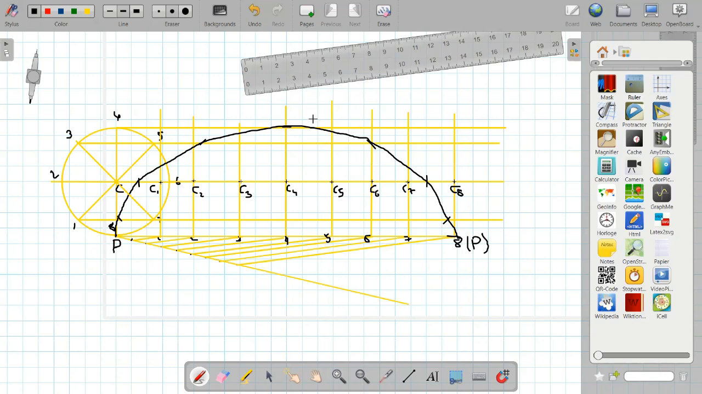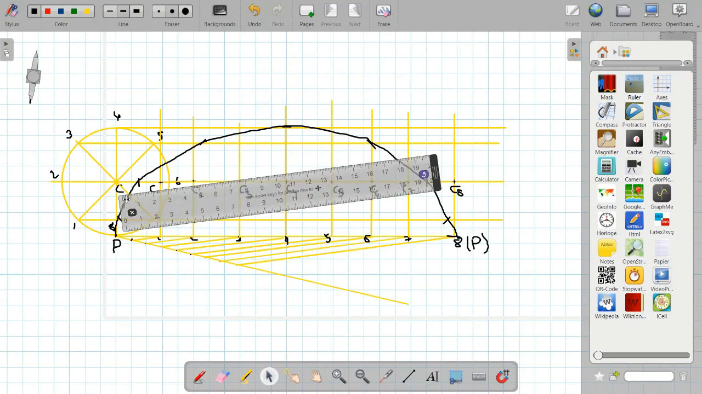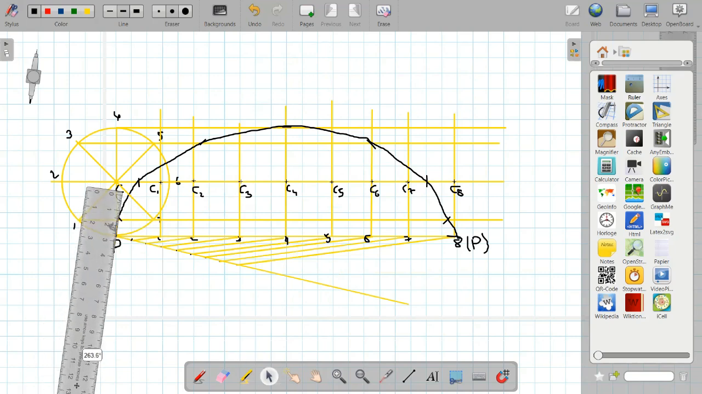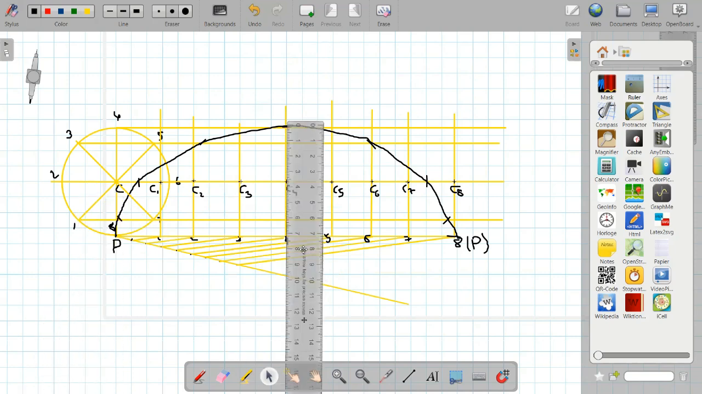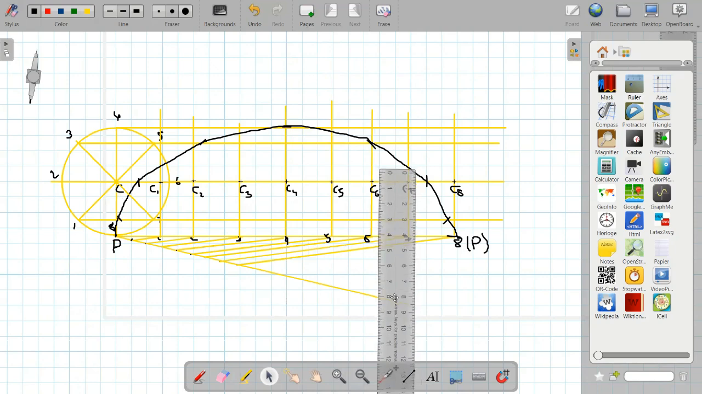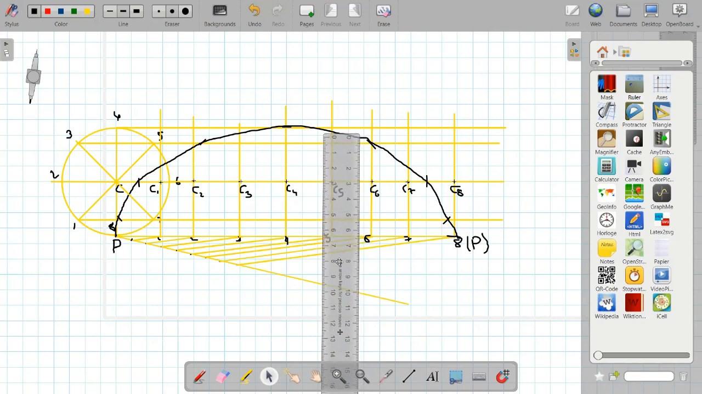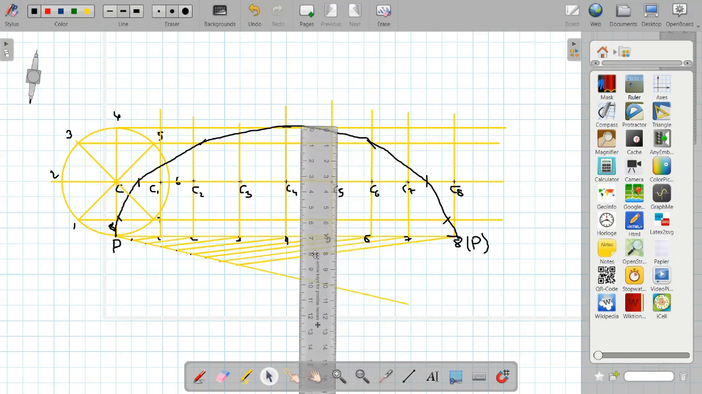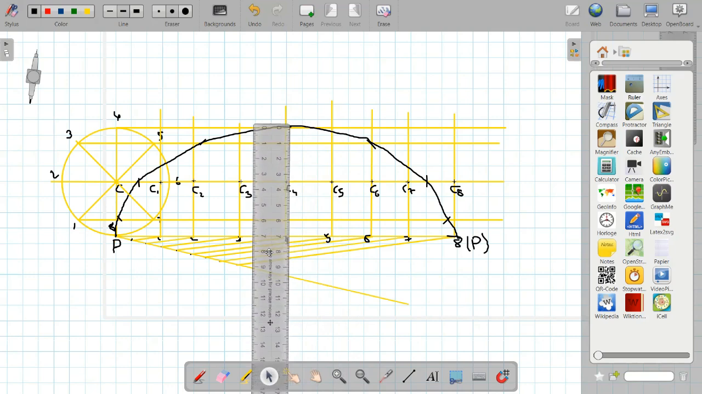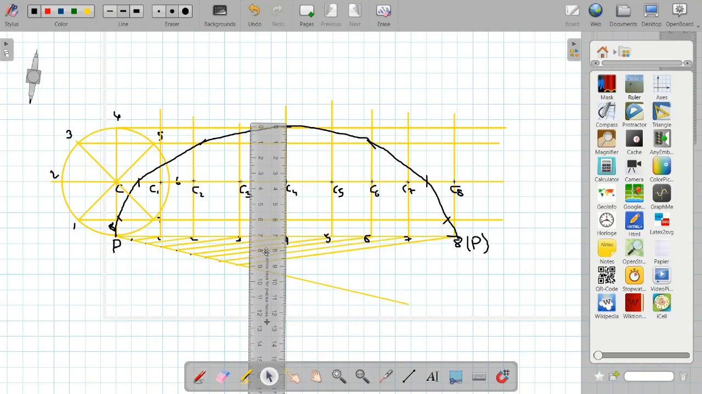Now, regarding the tangent and normal to the curve. In the question, it is mentioned that you have to draw the normal and tangent to the curve at the point 70 mm above the line. So I will keep a scale like this, vertical, and measure wherever this 70 comes. Here it is only 40, here it is 55, here it is around 65, then I am getting 70, perfect. So I need to draw the normal and tangent to this particular point.